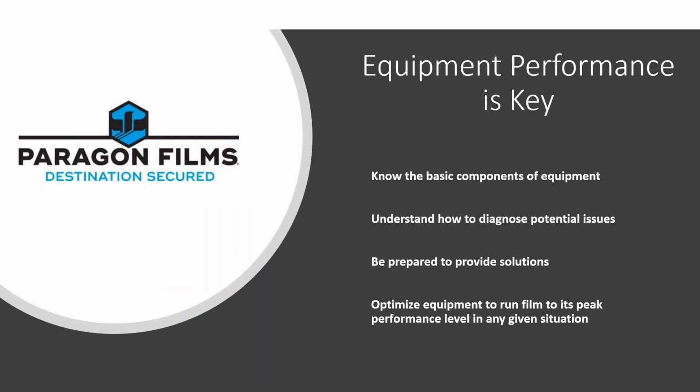At the end of the day, it's important to remember that equipment performance is key. Film can only do so much, so it's important to know the basic components of the equipment, especially not just how it should be kept, but in terms of containment and how we can optimize this machinery to perform at its highest level. So not only being able to see how it's working and understanding what the issues are, but also providing solutions for how we can improve those containment levels on-pallet stretch. Because optimizing the equipment to run that film at peak performance in any given situation is always our goal.